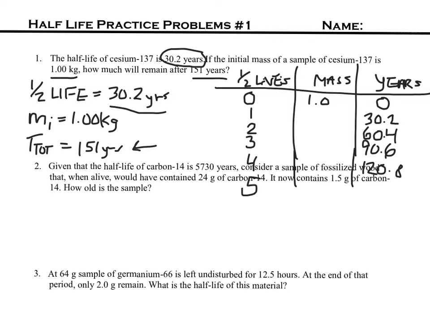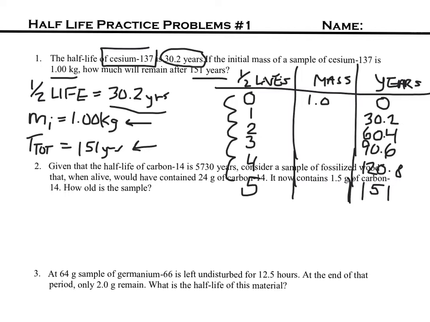So if I go through 5 half-lives, adding another 30.2 years, I get to 151 years. All right? So what does this tell us? It tells us that this cesium-137 object has gone through 1, 2, 3, 4, 5 half-lives. Well, what does that mean? That means that the mass it started with, 1 kilogram, has been divided in half 5 times because it's gone through 5 half-lives.